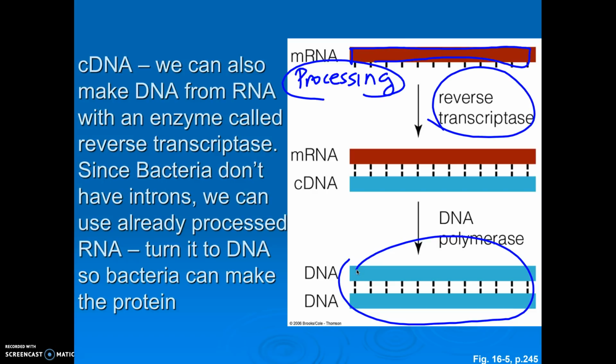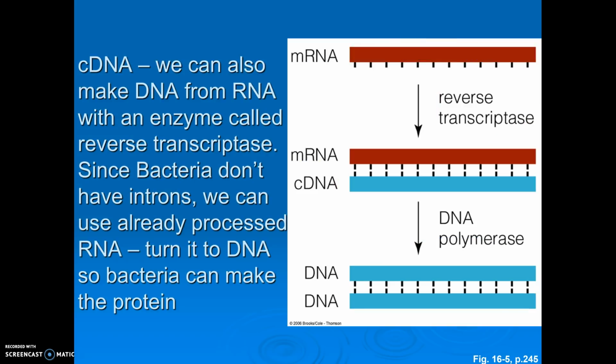and then put that into the bacteria. So it's a little more complicated when we want to put a gene from a eukaryotic organism into a bacteria. We have to process the mRNA first, so the introns all get cut out, then use reverse transcriptase to go backwards and make what we call cDNA, complementary DNA. And that DNA will now have no introns, and the bacteria would be able to read it.